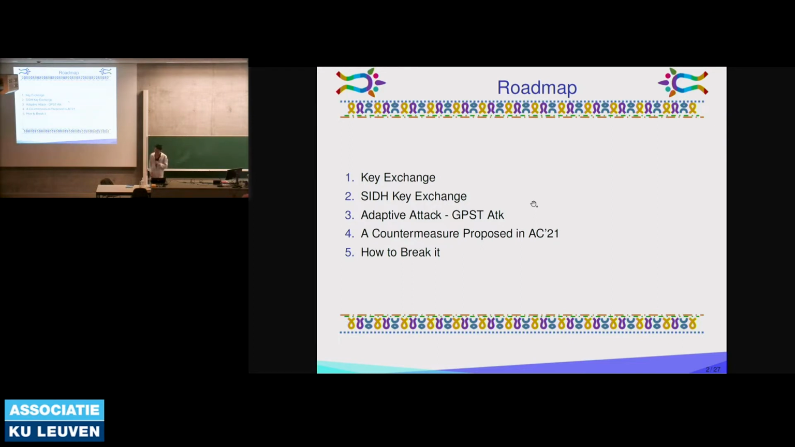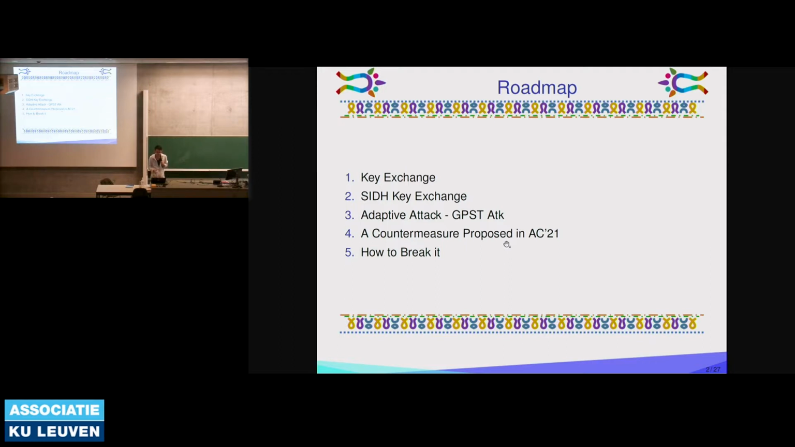What's the content of this slide is that we talk about what key exchange is, and then we talk about SIDH key exchange, which is an isogeny-based key exchange, which is currently still an alternative option in the third round of this competition. And then there's a well-known adaptive attack against the SIDH key exchange, which is called the GPST attack. So we cannot have a static-to-static key exchange from isogenies because of this adaptive attack.